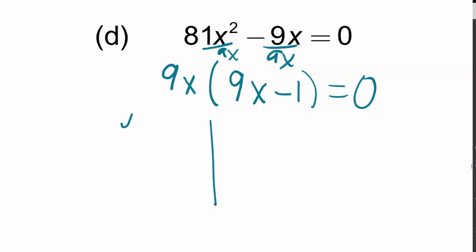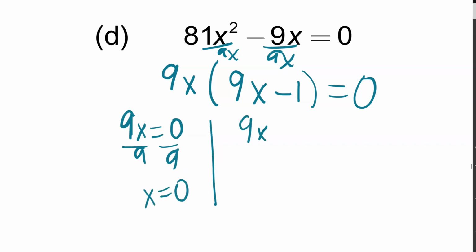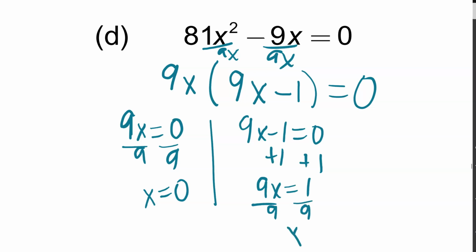So I set 9x equal to 0. Divide by 9 on both sides. I get x equals 0. I set 9x minus 1 equal to 0. Exactly. Halloween is over. We can't be spooked out by fractions. x is 1/9. We're good.